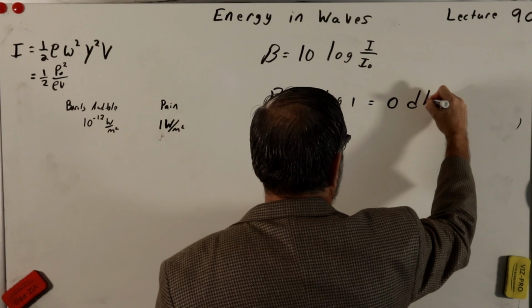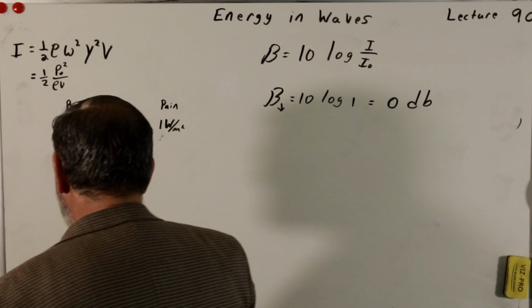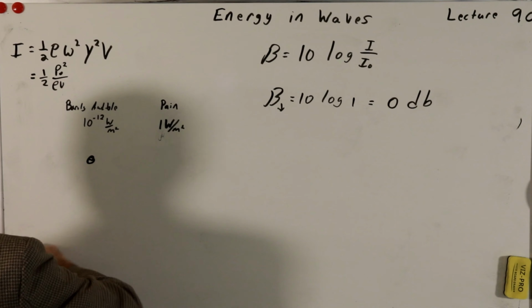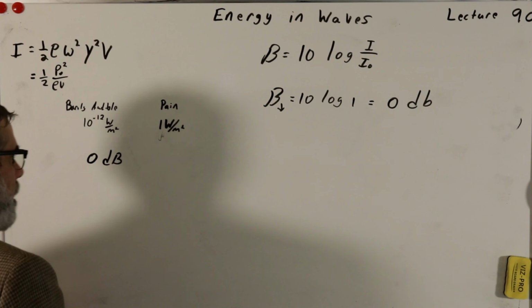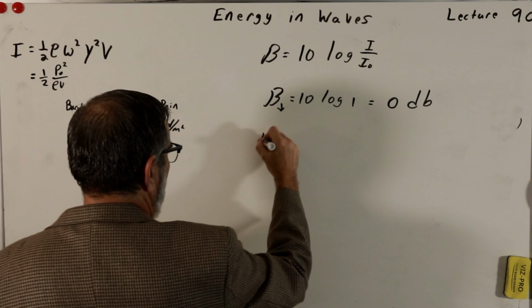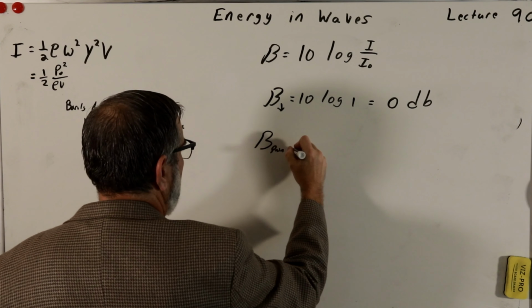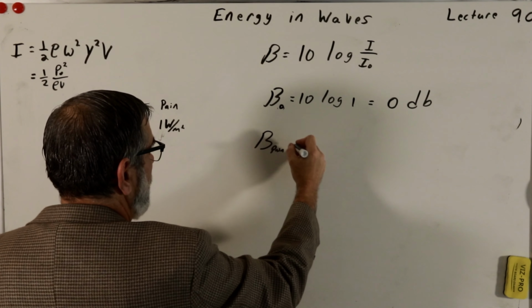This is 0 decibels, right? Yeah, so that's our baseline here. This is 0, looks like theta. 0 decibels. All right, what about the pain threshold? So beta for pain, call this beta naught, there we go.